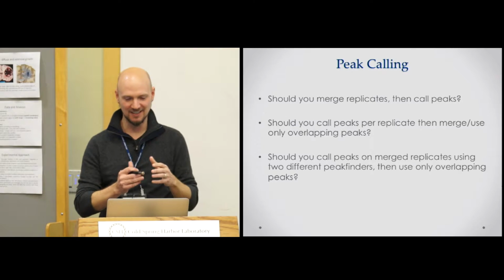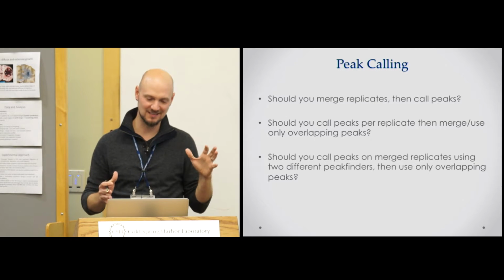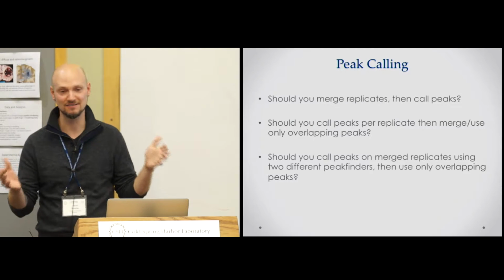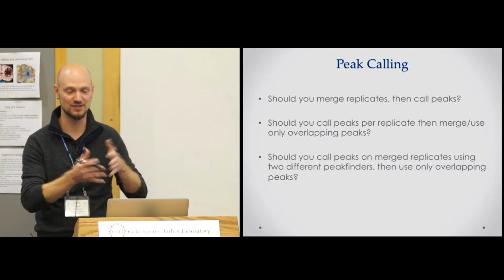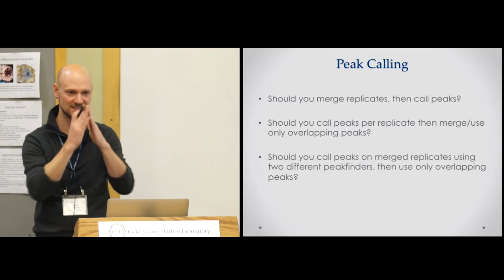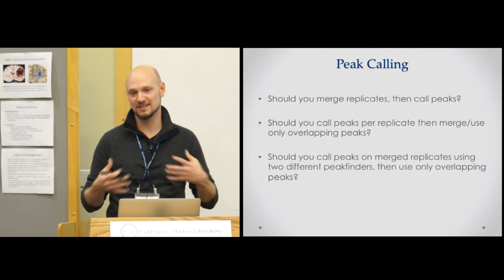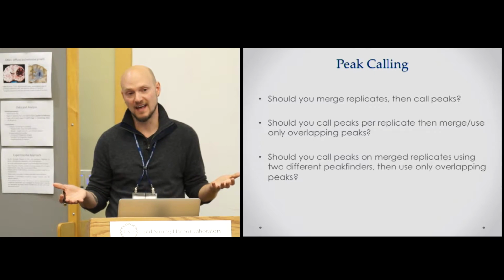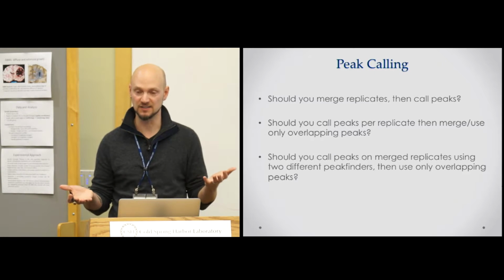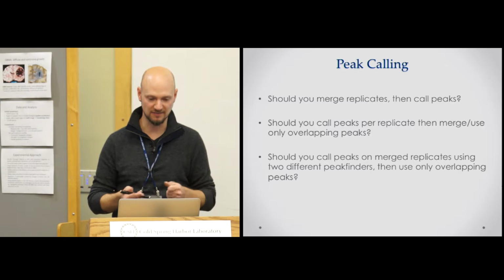Or should you call peaks on your merged replicates, but use two different peak finders, because you don't know that one necessarily works better than the other, especially if you're talking about histone modifications, which aren't these perfect, nice little peaks? And then use that overlap because, again, at least two different tools found that site as a site of enrichment in your data, and so you can be somewhat confident.